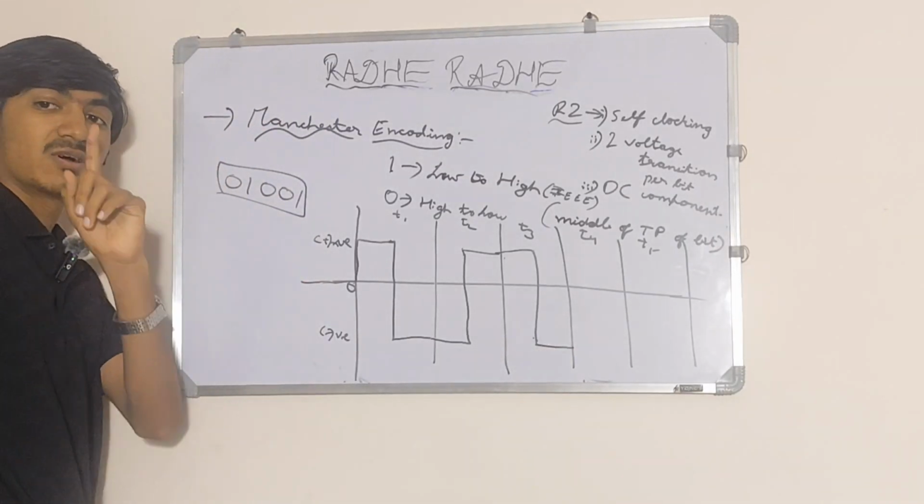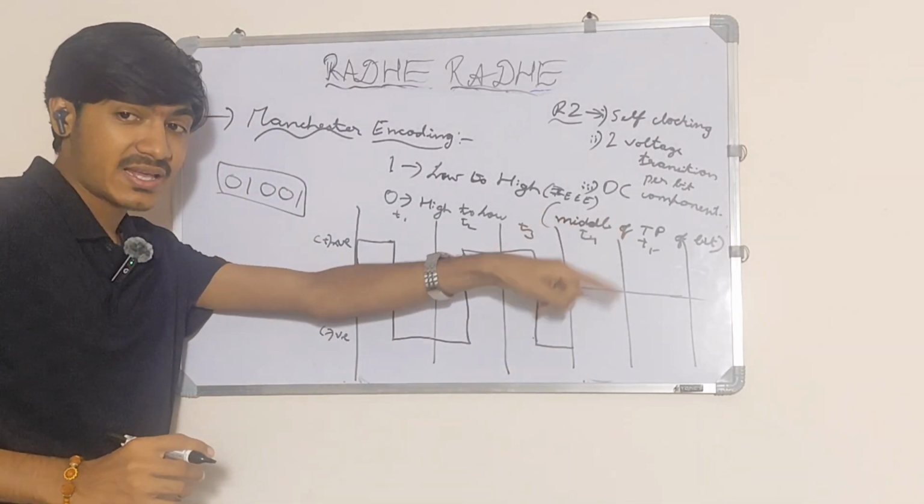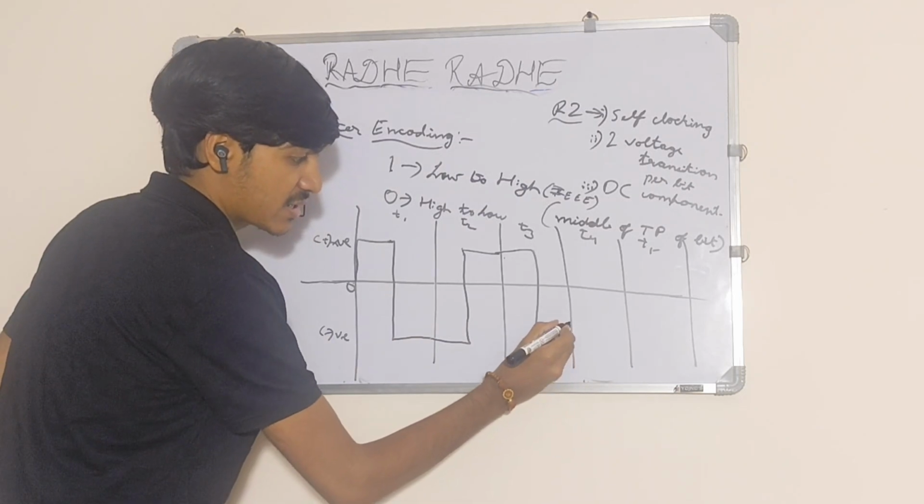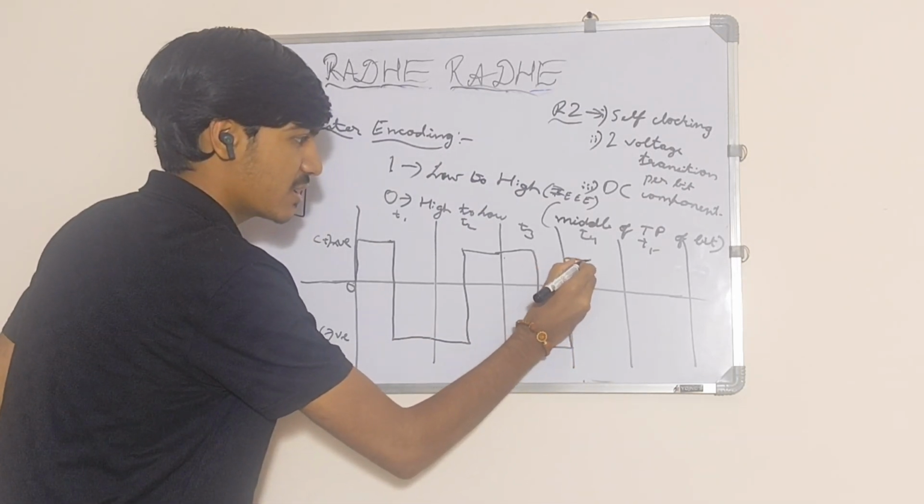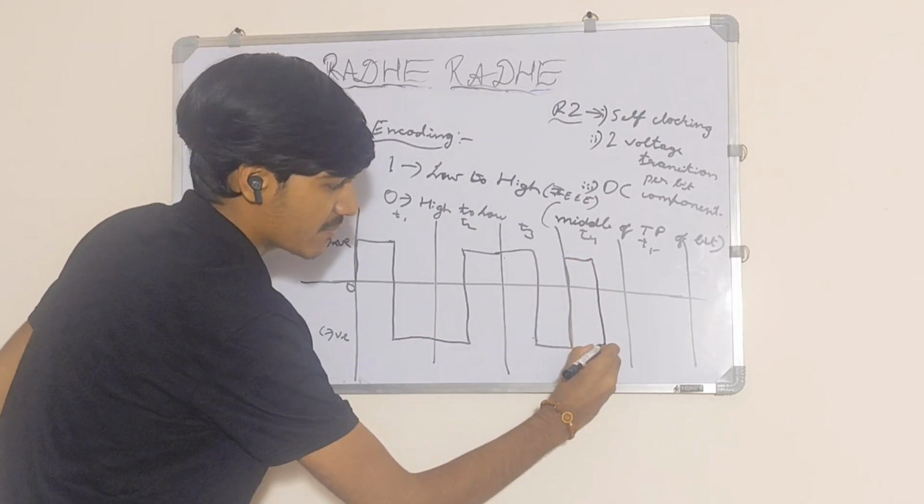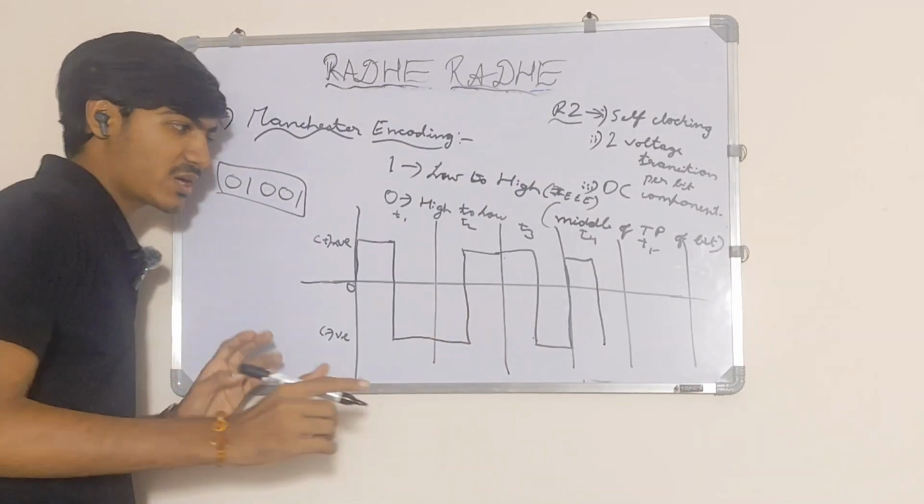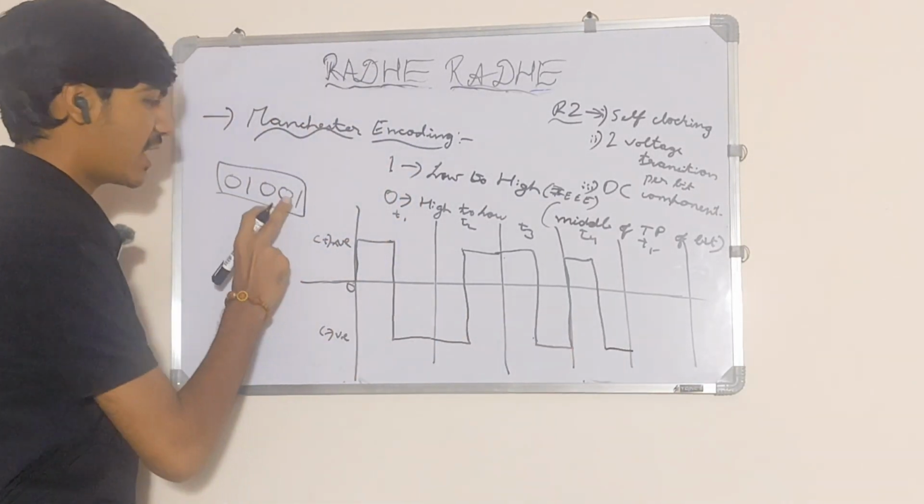The next bit is again 0. If again 0, again it must go to high and come to low. It will shift up here, and at the middle of the bit period it comes back to negative voltage. Now it continues like this. Again it is 1.